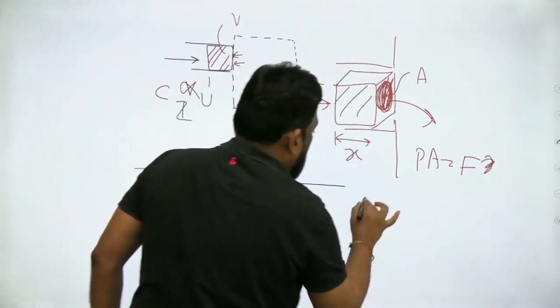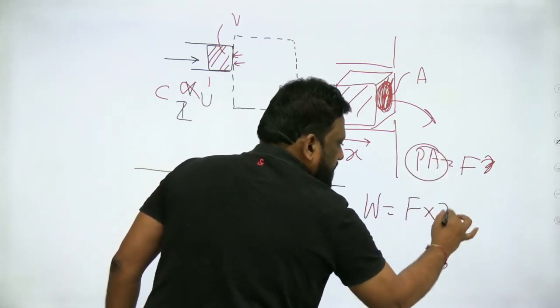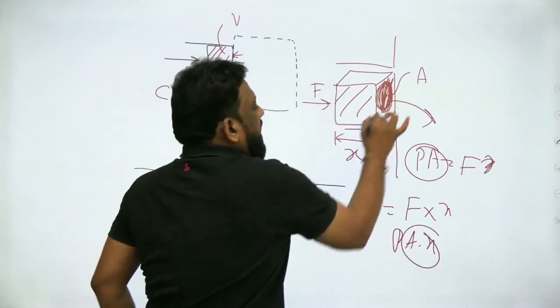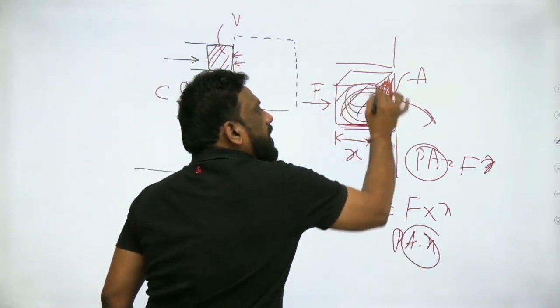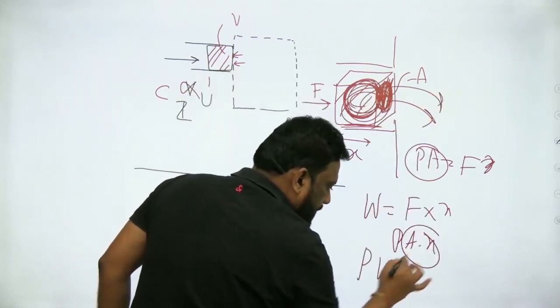Now I write the work done is equal to PA, that is force, into x, PA into x. What is area into x? A is the area, x is the length. Area into length is the volume of this element which is about to enter. So therefore, P into V.